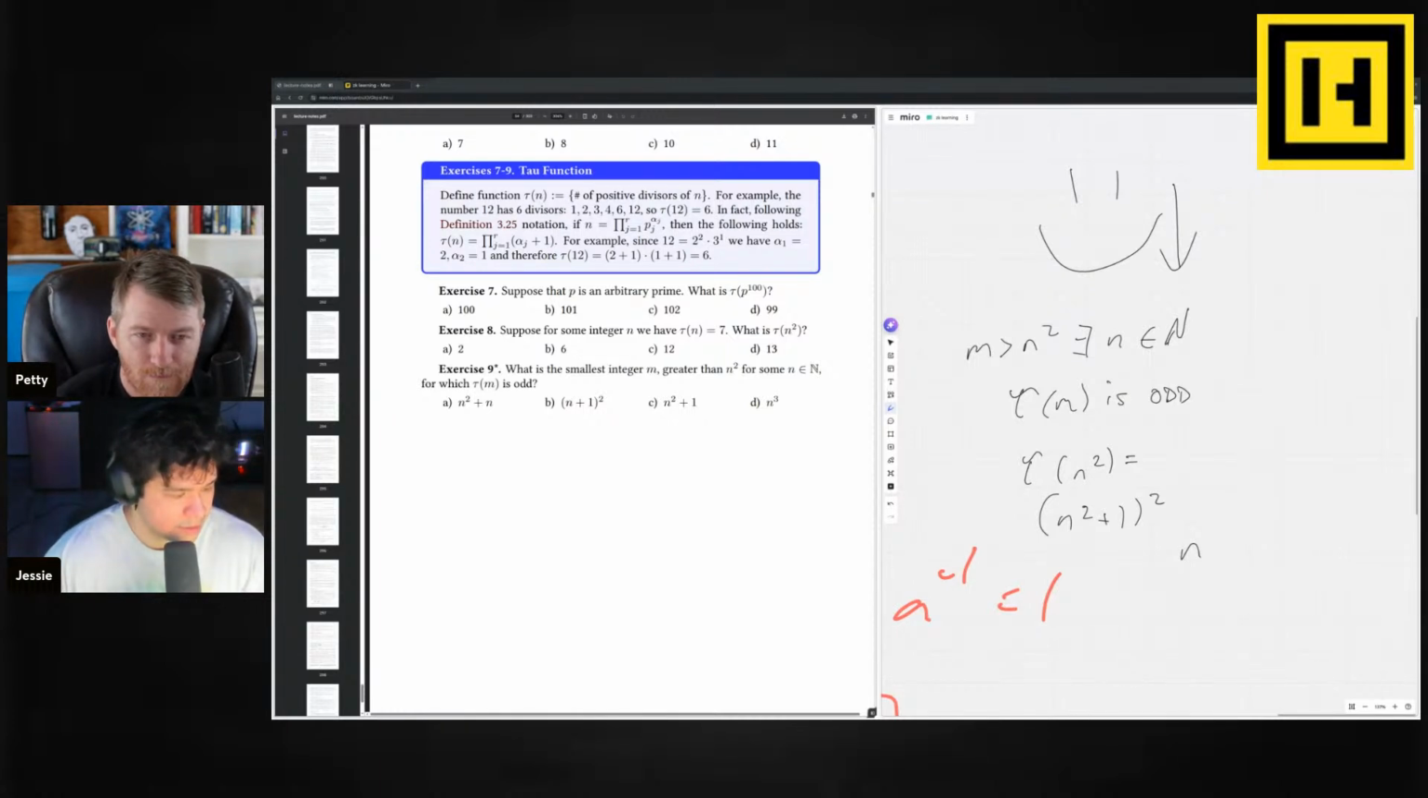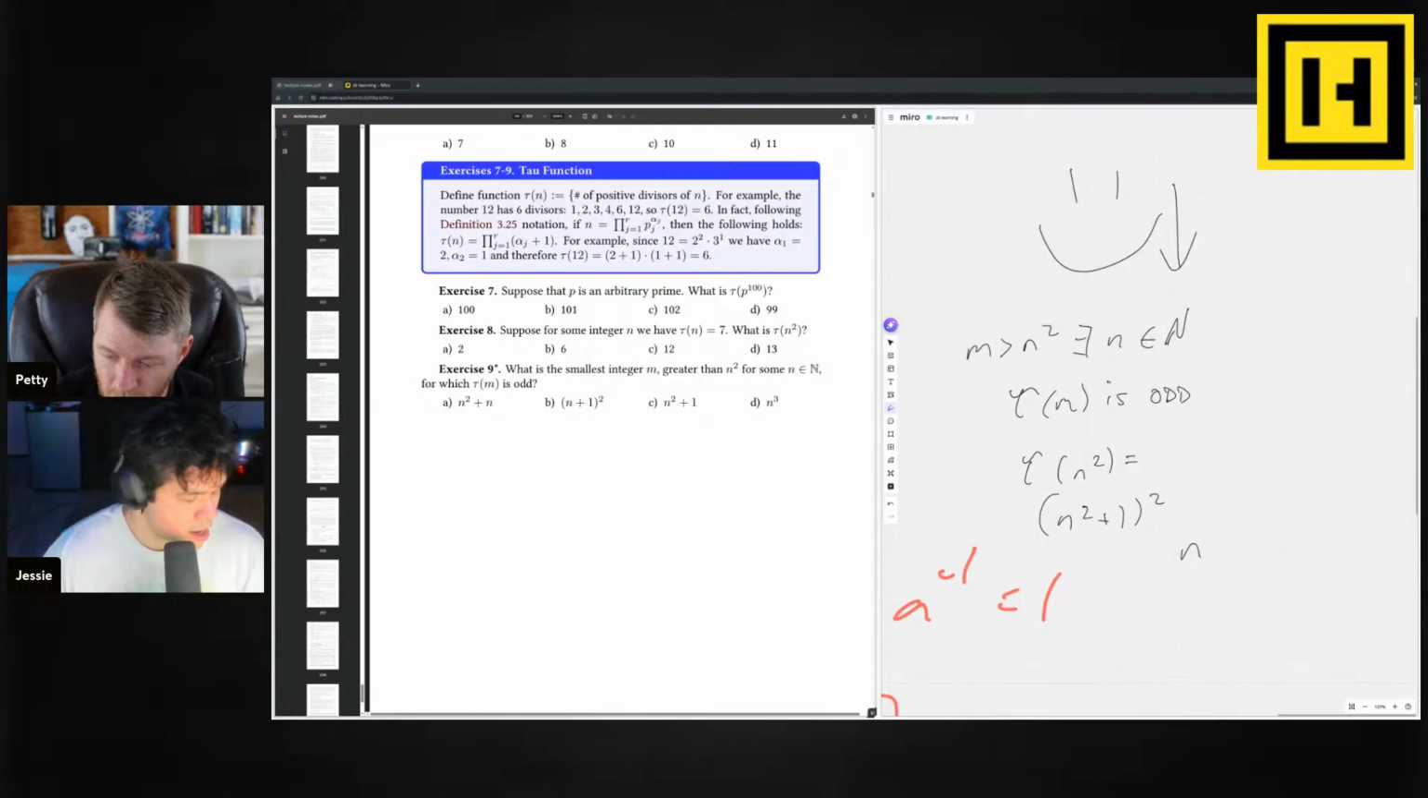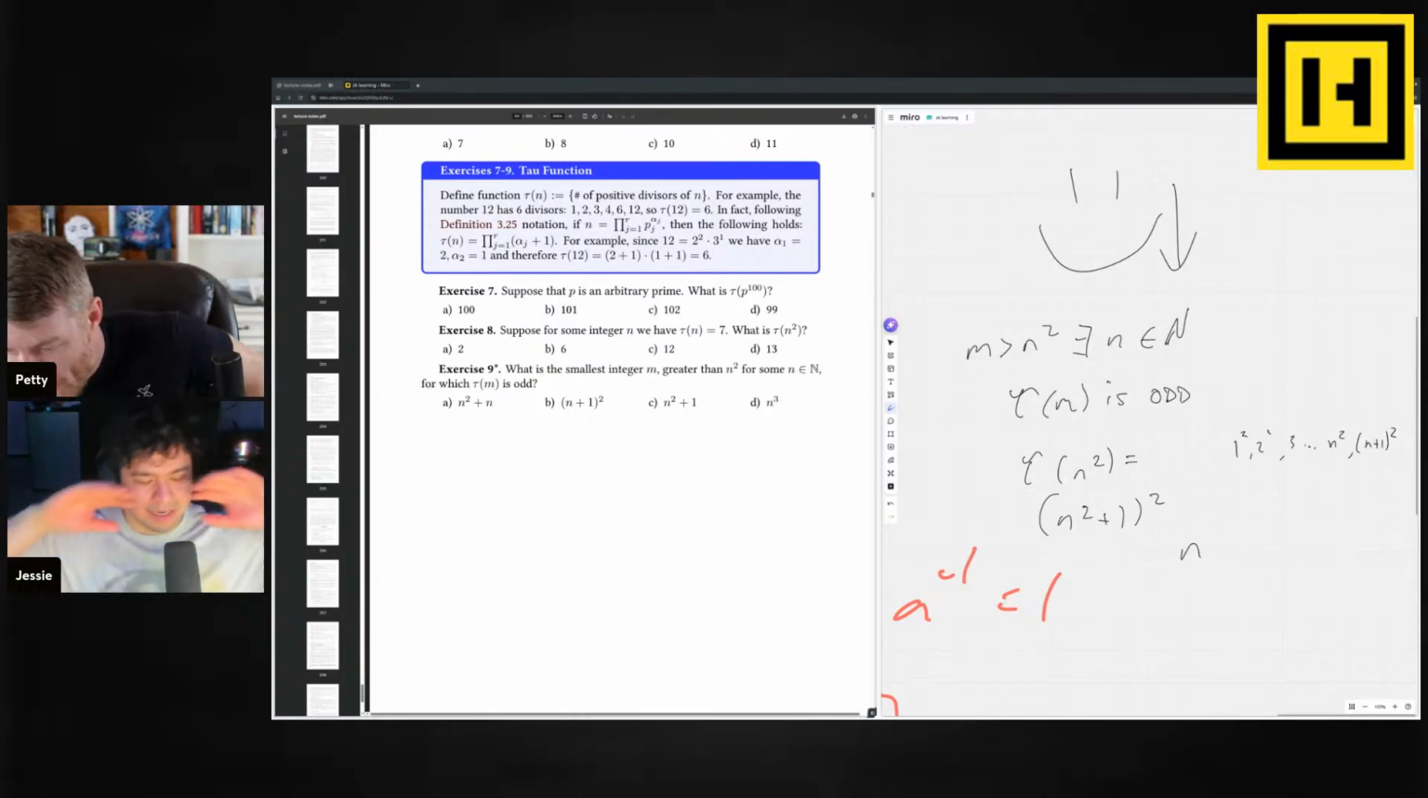Okay. Why plus 1 and not plus some other factor? Because that's the smallest one. If you think about squares, perfect squares are going to be 1 squared, 2 squared, n squared. The next one's going to be n plus 1 squared. Okay, I get it.